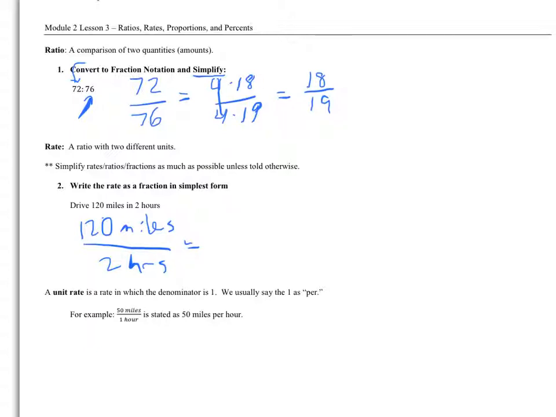120 is evenly divisible by 2, so that would be 60 miles over 1 hour. And I just use the word per. A unit rate is a rate in which the denominator is 1. So when the denominator is 1, we usually just take the shorthand there and say the word per. So 60 miles over 1 hour is the common way to say 60 miles per hour. But it's understood, it's implied that the hour means 1 hour.